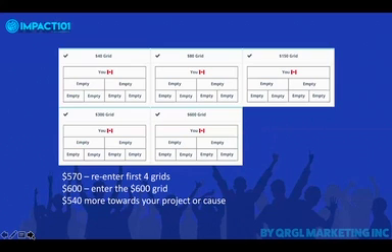You just received 6 donations of $285 for a total of $1,710. Here's what you do next to maximize the donations to you. Take 570 of the 1710 and re-enter the first 4 grids so that you can continue to receive donations there. Take 600 of the 1710 and use it to enter the $600 grid.